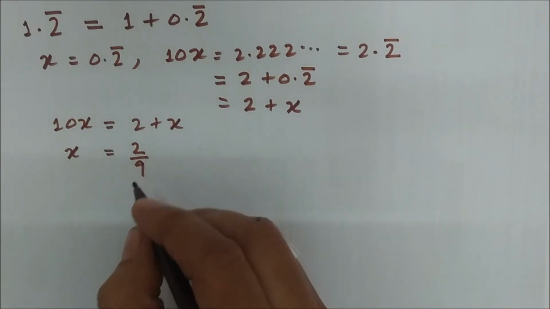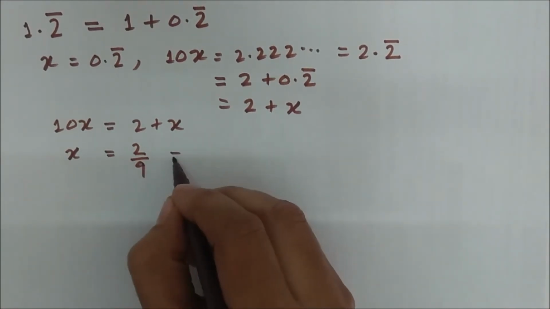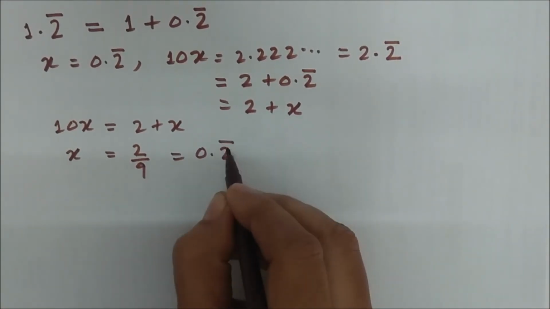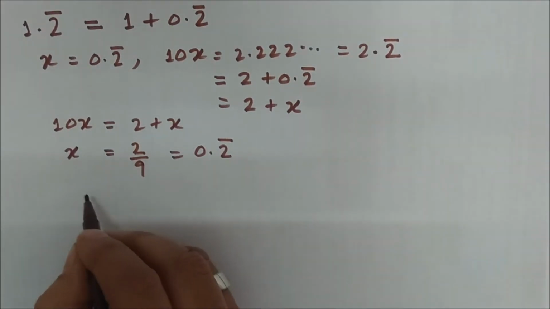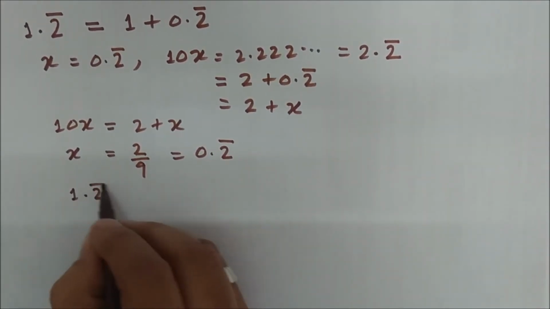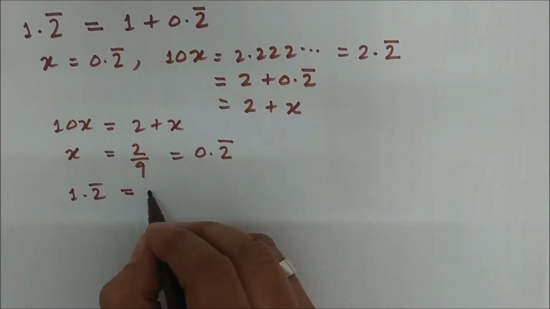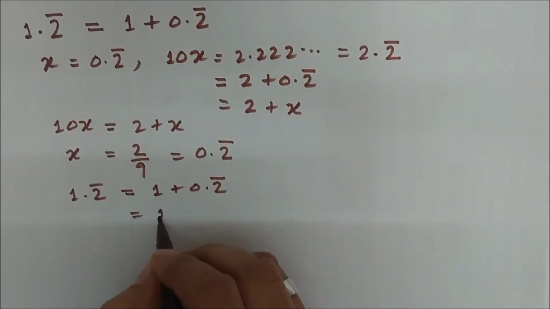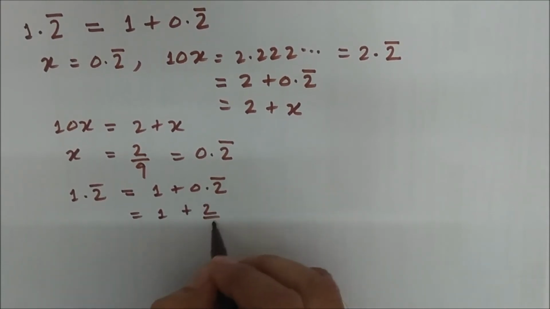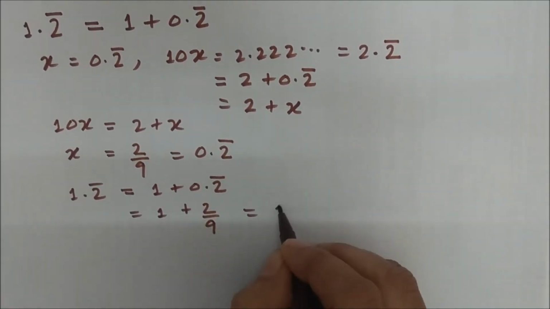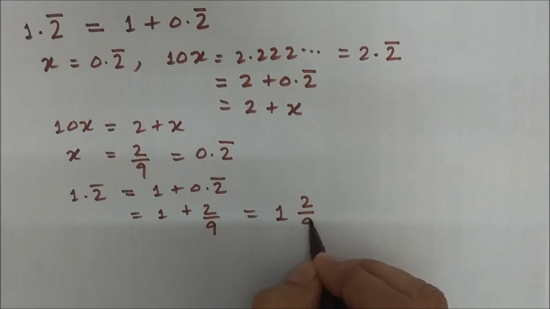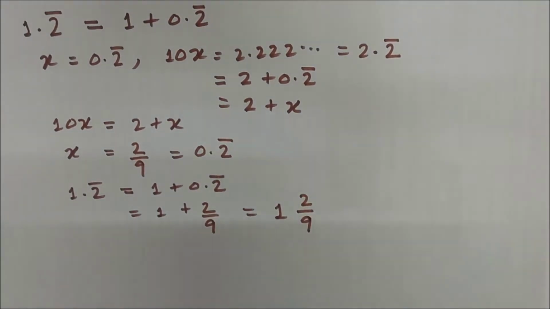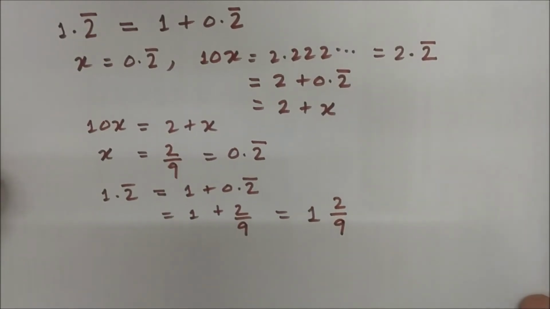This value is equal to 0.2 bar. So 1.2 bar can be written as 1 plus 0.2 bar, or equal to 1 plus 2 by 9, or finally 1 whole 2 by 9. So this is how a number greater than 1 can be changed to fraction form.